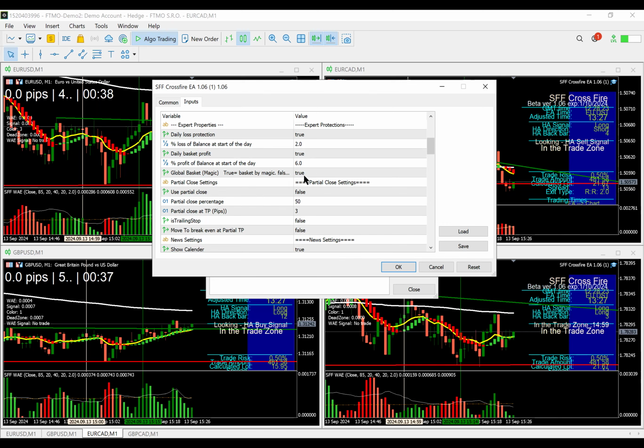And the important thing is that you can toggle this between false and true. I put mine on true because then what it does is it lumps all of these 4 pairs into one basket. They've all got the same magic number, and therefore it'll take those 4 pairs into consideration when you reach 2% loss. It will stop you trading.